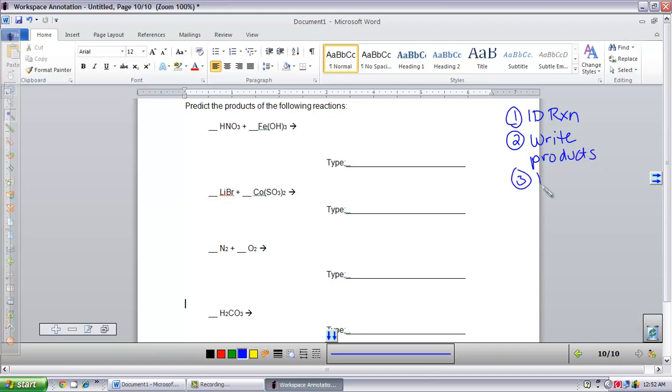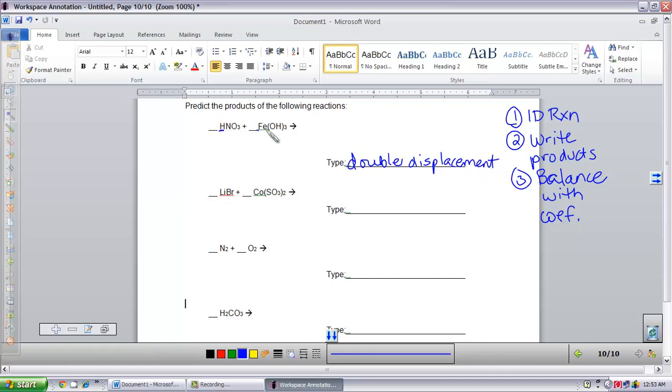Okay. Then we'll balance with our coefficients. All right, so here I have a compound and a compound. So there's double and double. So probably they're going to switch partners. So this is a double displacement or double replacement reaction.